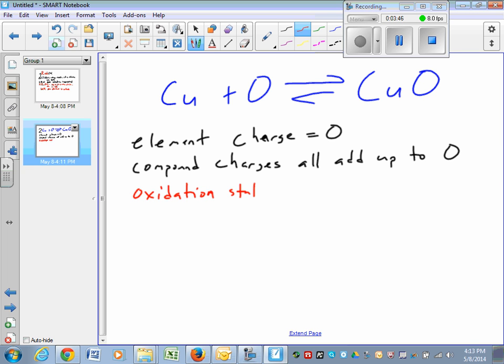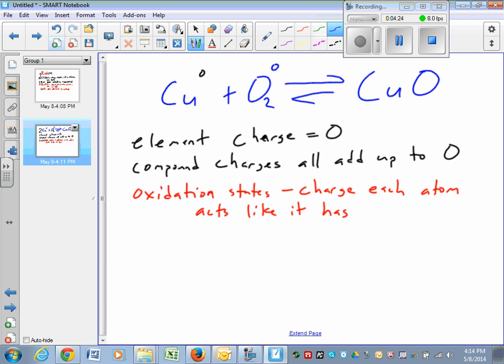So in this example, we start with copper, which is an element. So its charge is 0. Oxygen, which is diatomic, so actually gets a little 2, also has a charge of 0. Now in order to make this reaction work, of course, we would need to balance it, 2 coppers and 2 copper oxides. But that isn't really that important for this part of knowing what's going on.